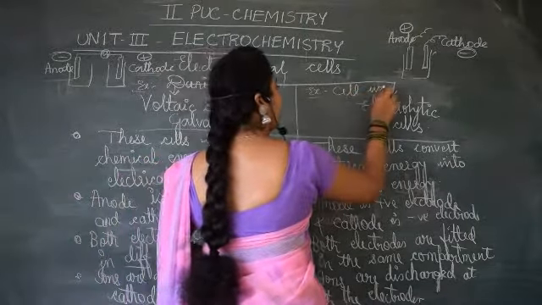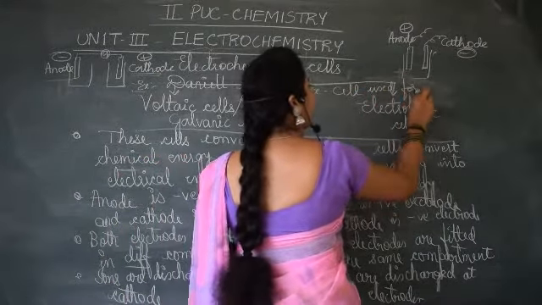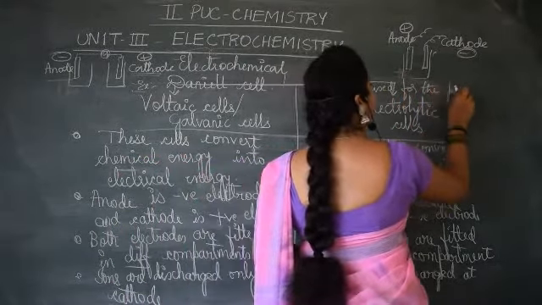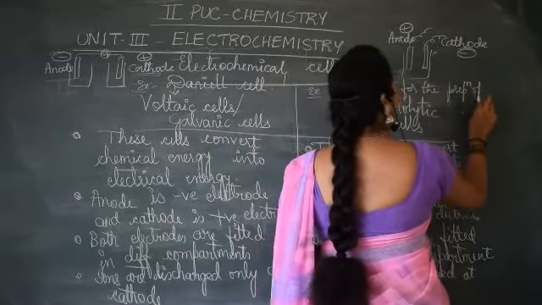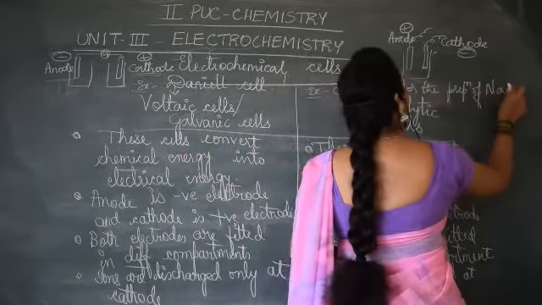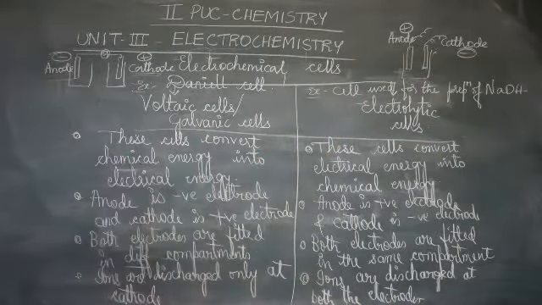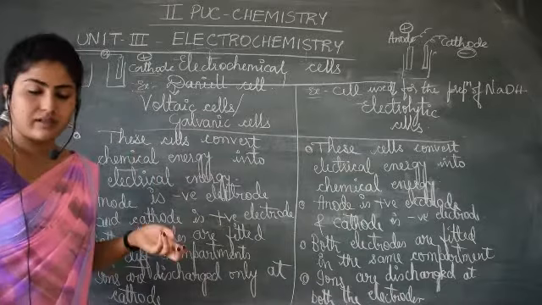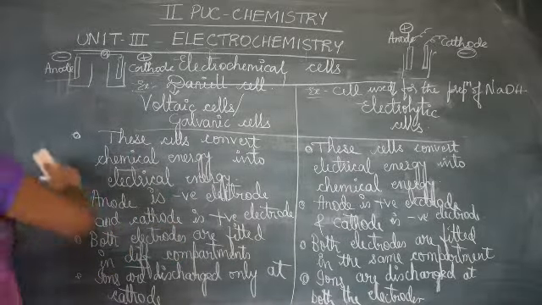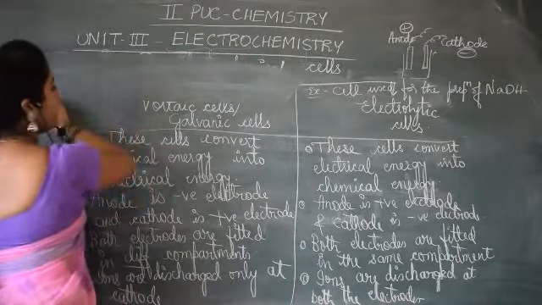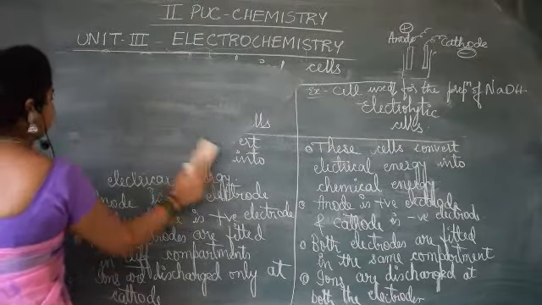The cell used for the preparation of NaOH, that is sodium hydroxide. That is an example there that you see. Next we will see further important terms that we come across in electrochemistry.